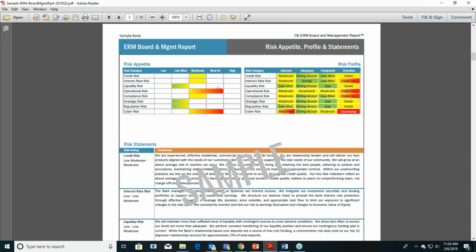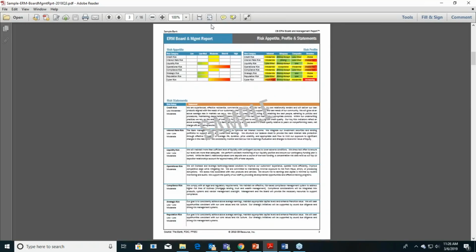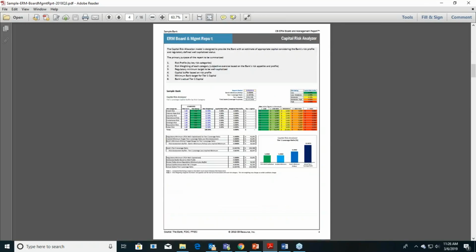You know, if you're willing to take a lot of risk in a certain area, and you see that your inherent risk is moderate, high, or high, if you've got a higher risk appetite, you really want to make sure your adequacy of risk management is strong, acceptable to strong, right? If it's acceptable or below that, you better be backing off the level of risk you're willing to take, right? So that's kind of the 30,000 foot level.